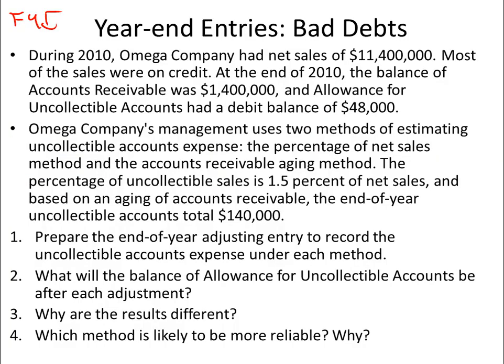So this is another one. This is just an FYI. Again, you can see there's lots of information here, and they want you to figure out what the adjusting journal entry is, which is always debit bad debt expense, credit the allowance, what the ending balances are in the allowance account, and why it is different between the aging method and the percentage of sales method.